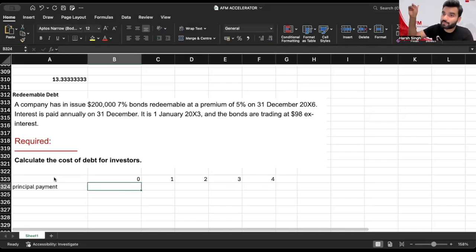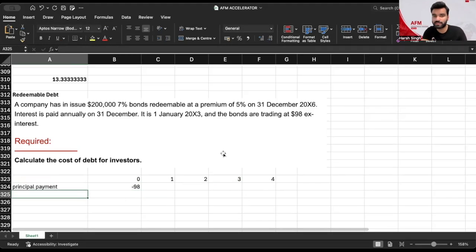What will they pay? Investors are going to pay me how much, everyone? Bonds are trading at 98, minus 98. Now, how much will those investors get?